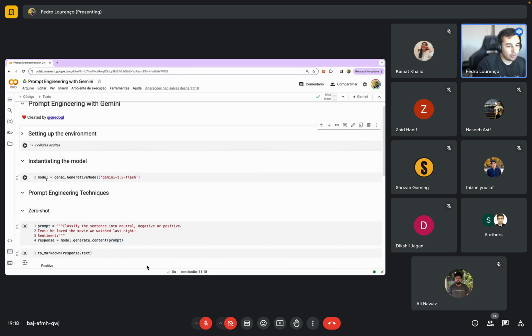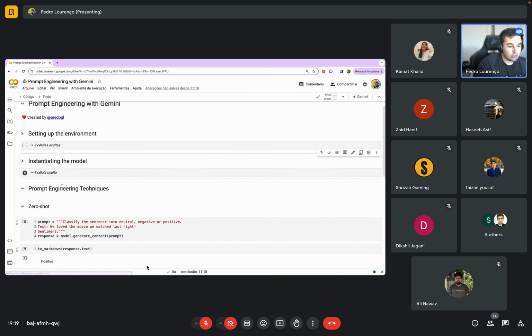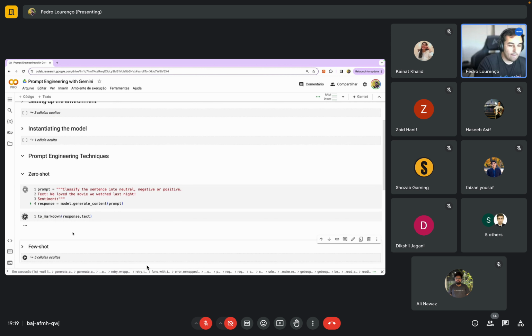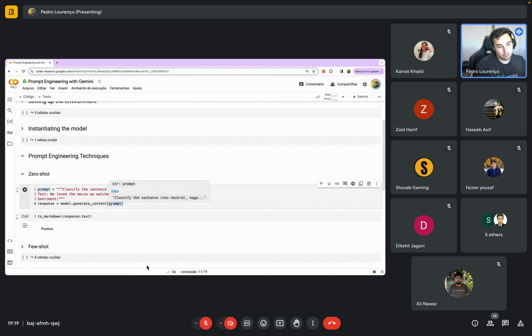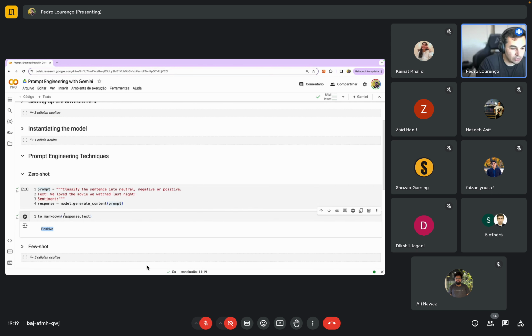I'm using the same examples of the slides, because I just copied them there. So here we are asking to classify the sentence into neutral, positive, or negative. And when we run this, generate content is where we give the input to the model. So the answer was positive, as we expected. It worked very easily for this kind of simple task. The zero-shot prompt is almost always the one that we need to use.